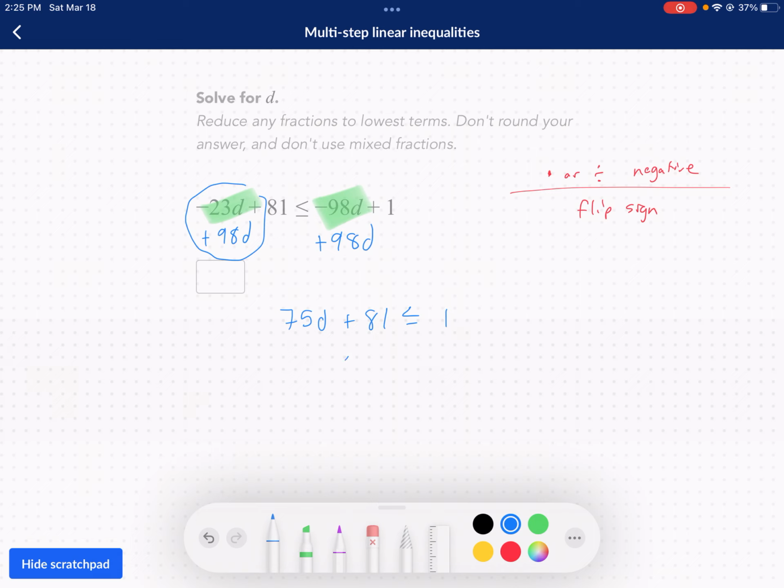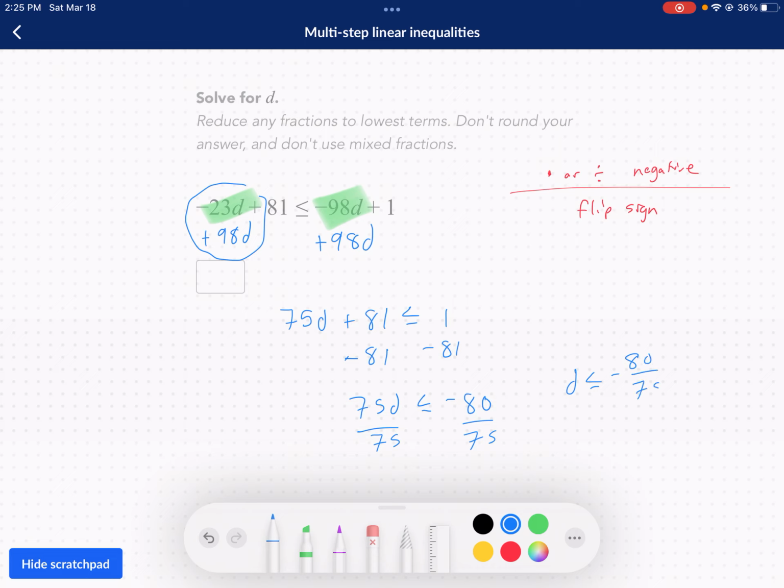Now I'm going to subtract 80. So I subtract 80 from this, and I get 75d is less than or equal to, whoops, I don't know why I subtracted 80. I should have subtracted 81. Let's subtract 81, and I get negative 80. Then we finish this off by dividing by 75. So we divide by 75, divide by 75, and we get d is less than or equal to negative 80 over 75.